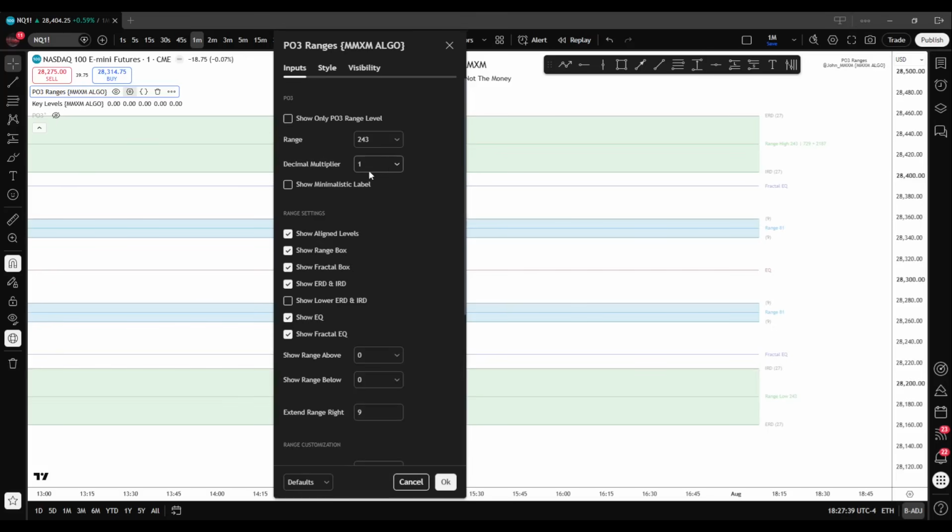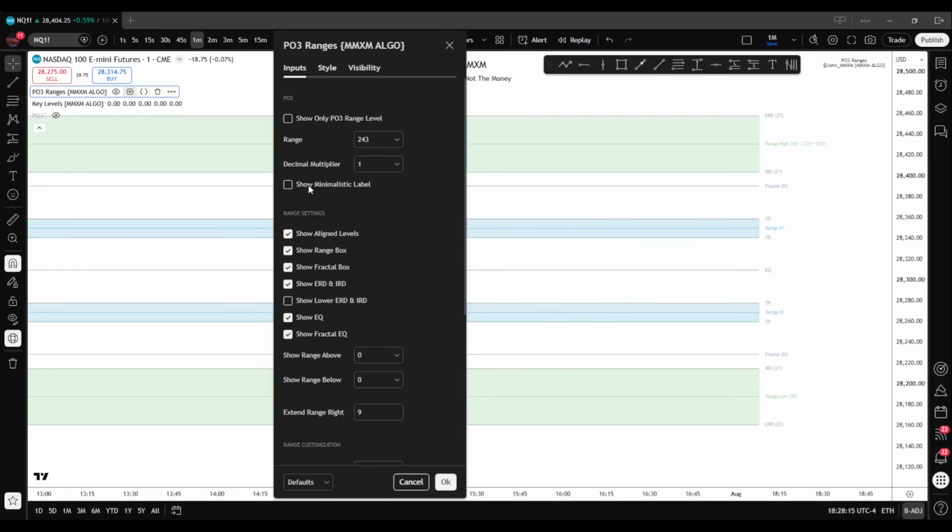Then you have decimal multiplier. This depends on the symbol you're using. In this case, we use NQ, so we don't even need to touch this. On gold, you don't need to touch it as well. It all comes down to how the symbol operates its price, and that will determine the decimal multiplier. But I've already adjusted this, so you don't even have to touch it. It should automatically do it for a few pairs. If you have any issues with any pair, just let me know, and I'll double check and make it work perfectly for that pair.